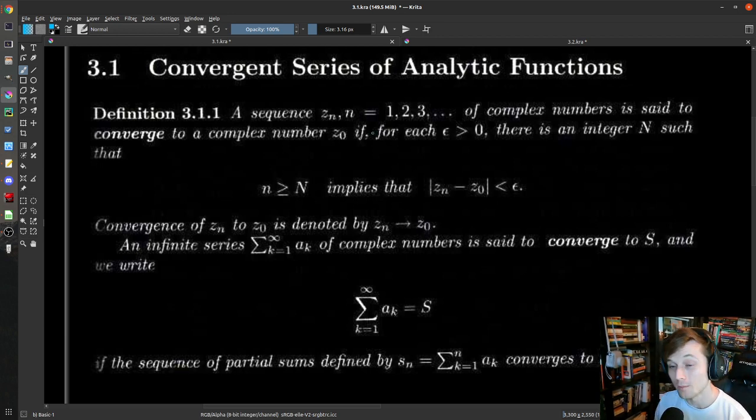So to begin chapter 3, we're going to have to talk about convergent series. This will build a lot of things off of our Calc 2 knowledge, and it starts out slow, so don't worry.